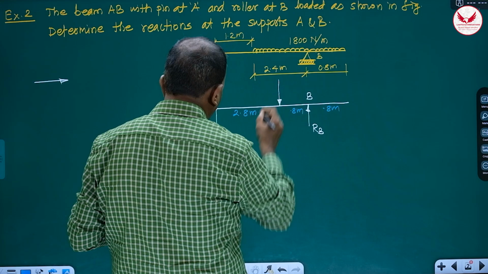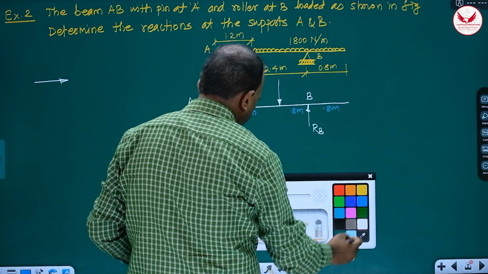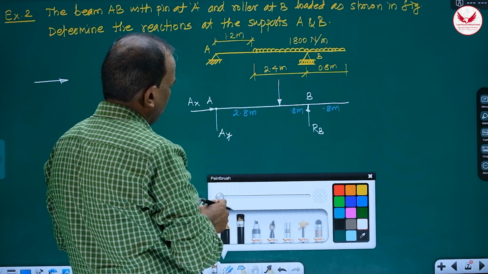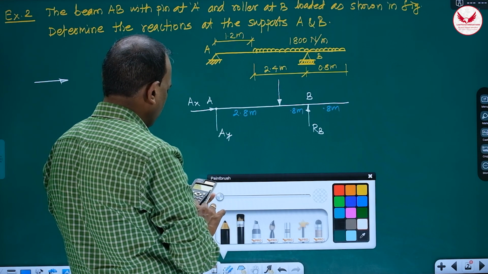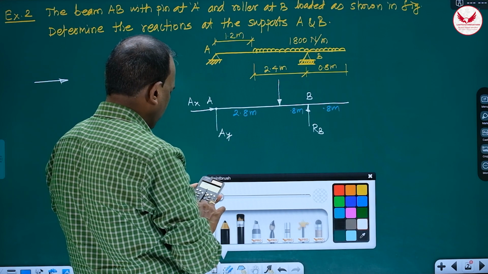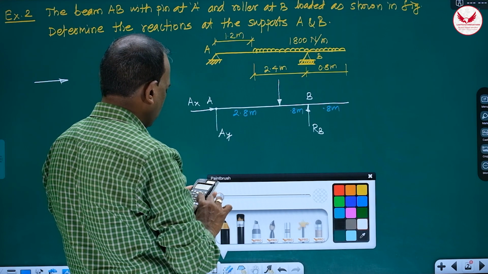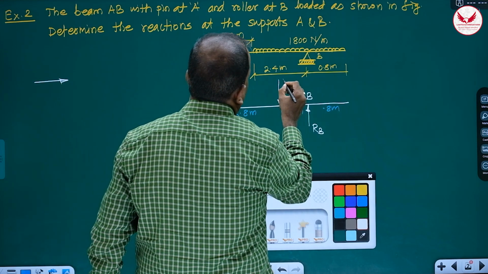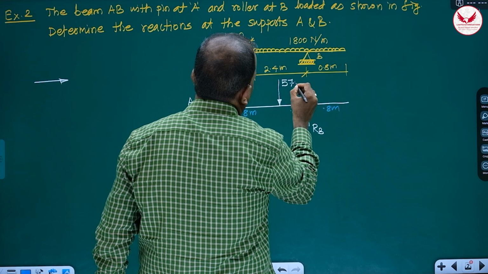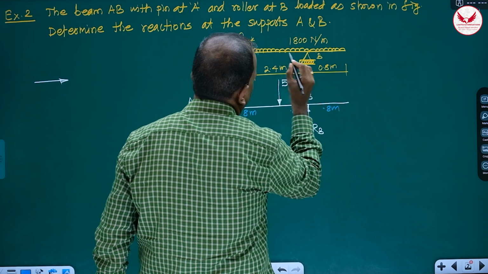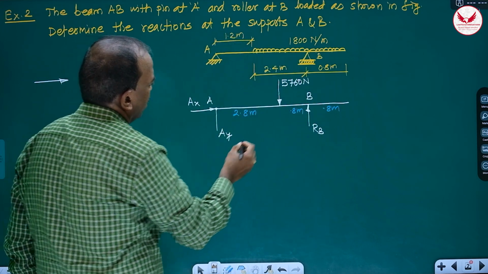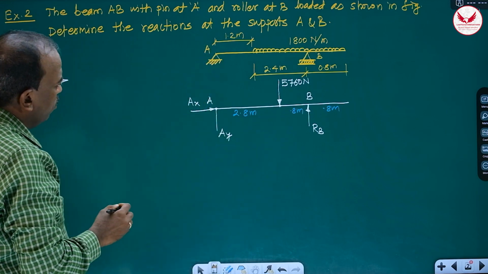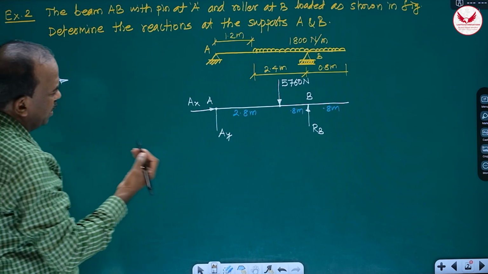Only thing is what? How much is this load? That load is going to be the distance into 3.2 into 1800, it is 5760 Newton. This is acting downward. Means such a simple free body diagram is there. Again, what do we have to do? Summation M, summation Fx, summation Fy.